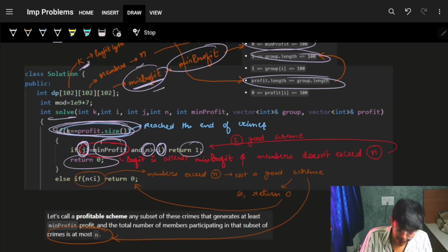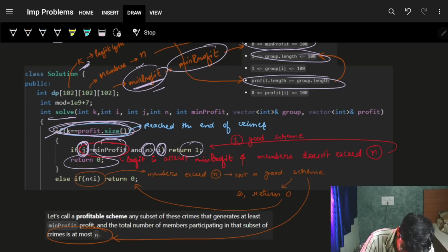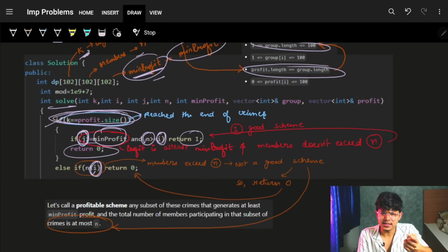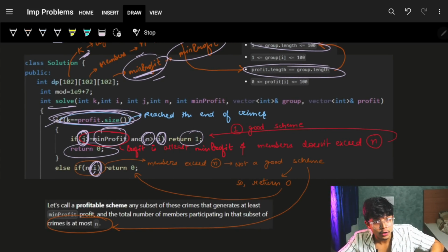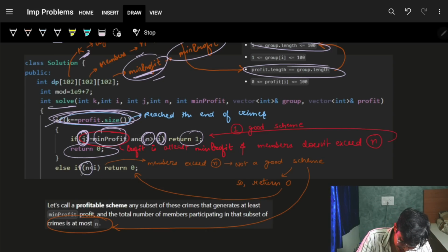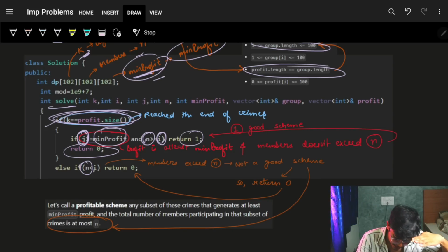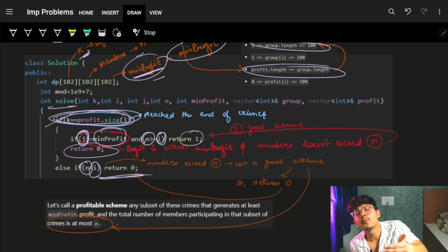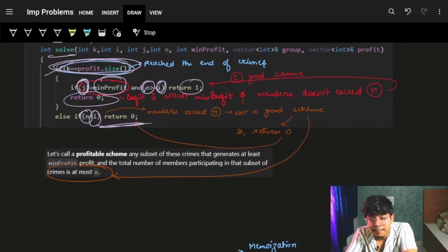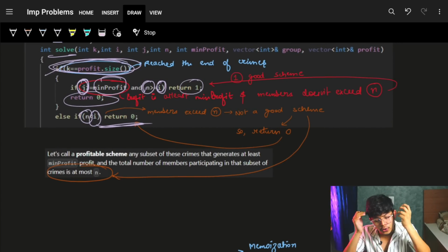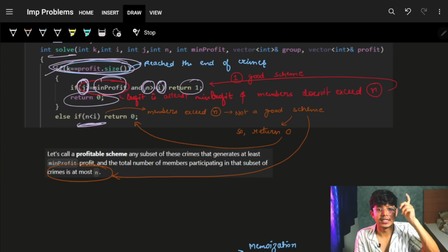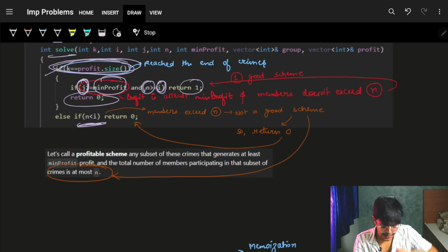Or if my K has not reached the end, but my members, which is I, the total members right now, have already surpassed my allowed limit n, then I have to return 0, because there is no point in going on to more crimes, as my members will only increase. It's of no use to go on to the next crime when my members have already surpassed my n limit.